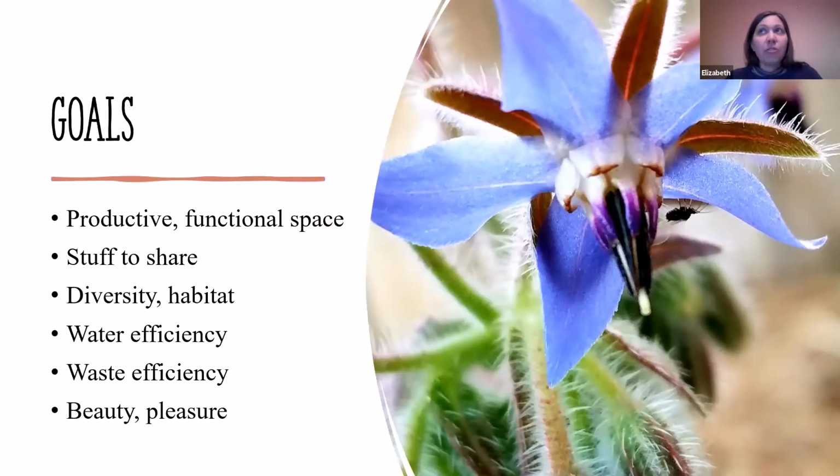So that could be donating to a food bank. It could be just sharing cuttings with people who also want to grow what I'm growing. But I wanted it to be something that could extend beyond just our family. I wanted to encourage the diversity of the wildlife and habitat, water efficiency, waste efficiency, and I wanted it to be beautiful and pleasurable to be in.